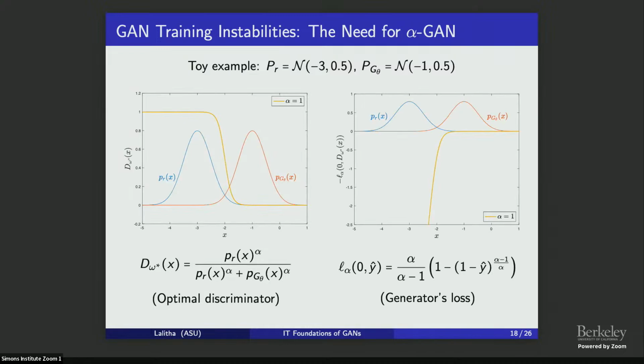Keeping your focus on the left, this is what the optimal discriminator looks like when alpha is equal to 1, which means you're using the vanilla GAN. The discriminator, remember, takes values from 0 to 1. It's very confident for the real data, and it's 0 for the generated data, right? And if you look at the generator's loss for the same alpha, this is what it looks like. It has really 0 gradient where you are, and then the gradient sort of decreases. So if you're here, which is where you started, you have no gradient to move anywhere.